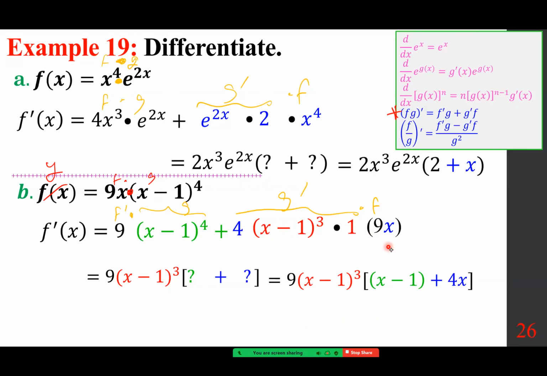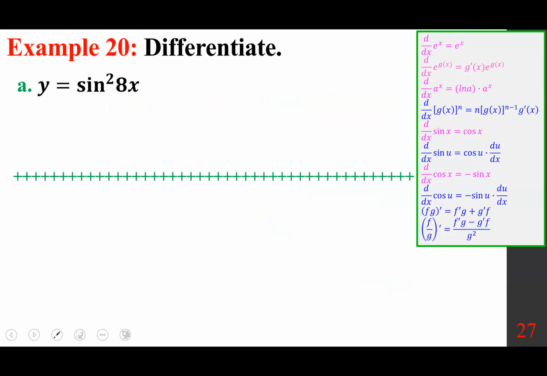Now, all I have to do is simplify the brackets. x and 4x add up to 5x. So the final answer is 9 times (x minus 1) cubed times (5x minus 1). This is the final answer, everybody. As you can see, one step of calculus, not many, and many steps of algebra.